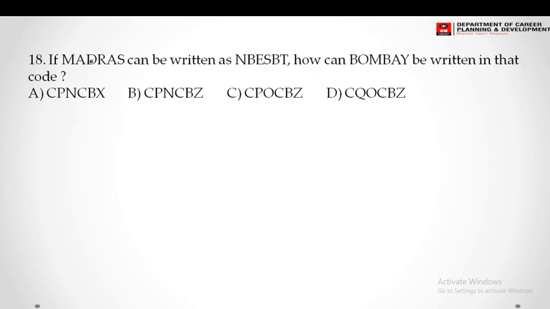Now is question number 18. In question number 18, Madras is written as this code. Madras. So M is written as N, means increase by 1. Second, A is also written as B, increase by 1. Every letter increases by 1. D is E. You have to check all these alphabets. Then R becomes S and A becomes B, increasing by 1. S is T. So according to this code, all letters are increasing by plus 1.